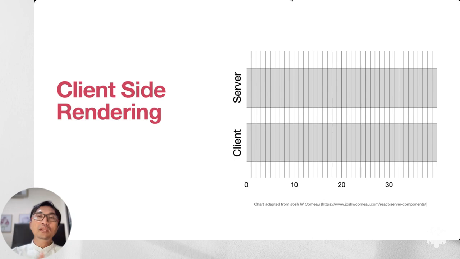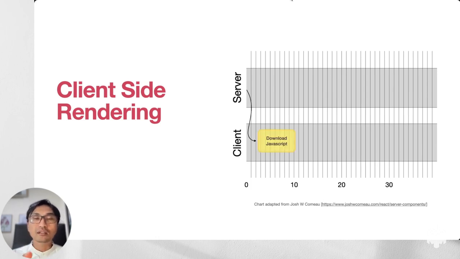So before I explain what React Server Components are, I think we need to first understand the React rendering strategies or methods that are used by React, or by the frameworks that use React, to render content into the browser. The first rendering method that React uses, the OG, the original rendering method, is client-side rendering.